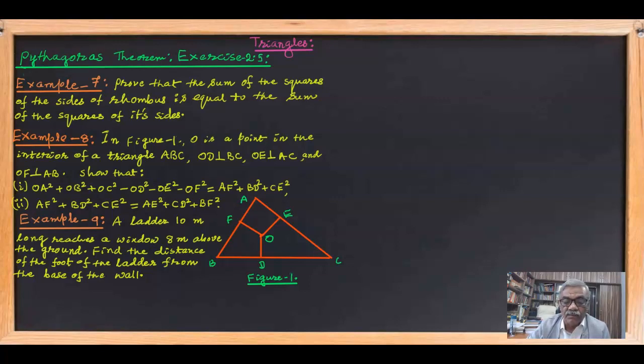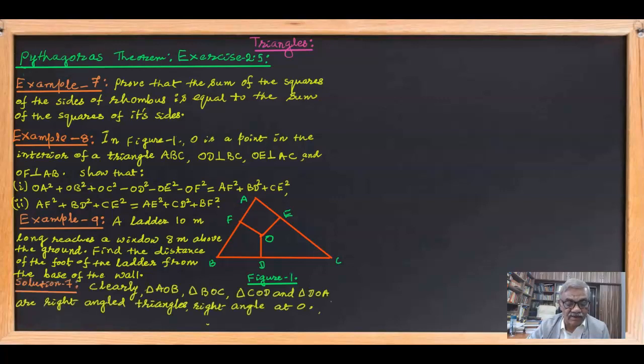Example 7 says: prove that the sum of the squares of the sides of a rhombus is equal to the sum of the squares of its diagonals. Now the solution for 7. Clearly AOB, BOC, COD and DOA are right angle triangles, right angled at O, because the diagonals of a rhombus intersect perpendicularly to each other.